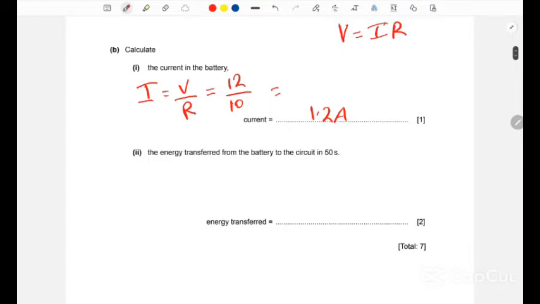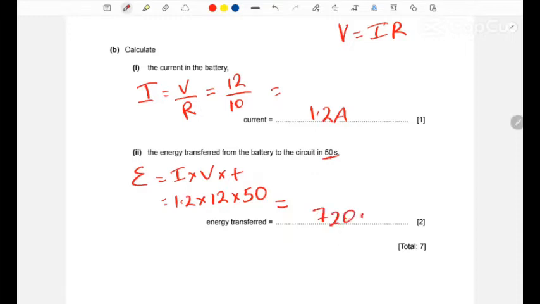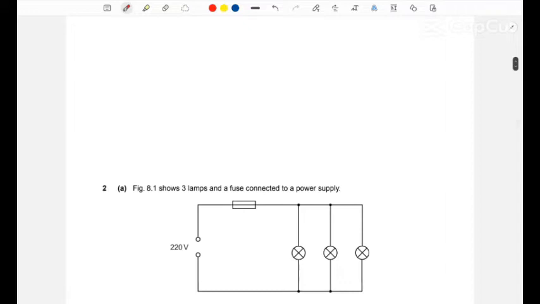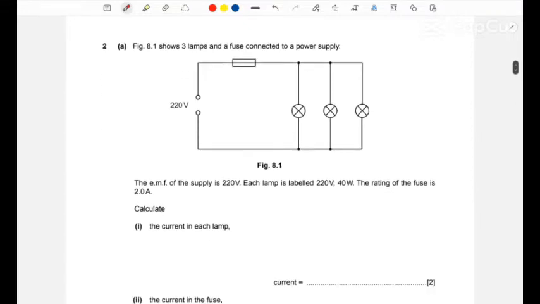Part 2. The energy transferred from the battery to the circuit in 50 seconds. So the formula for the energy transferred is E equals current times voltage times time. So the current is 1.2 times 12 times 50 seconds. That would give us 720 joules. Don't forget to write the units. Let's move on to question 2.